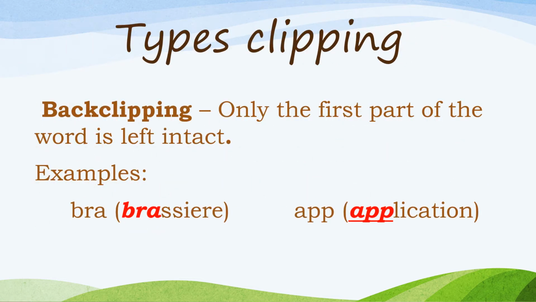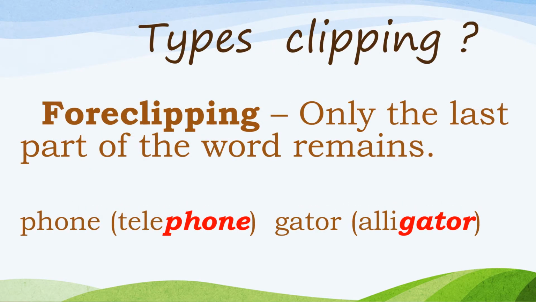There are types of clipping. First, we have the back clipping. It means only the first part of the word is left intact. Okay, so for example, brochure. We can say bro. And then applications, apps. Second is fore clipping. Only the last part of the word remains. Okay, so for example, telephone. We can say the shortened form is phone. And then alligator, gator.